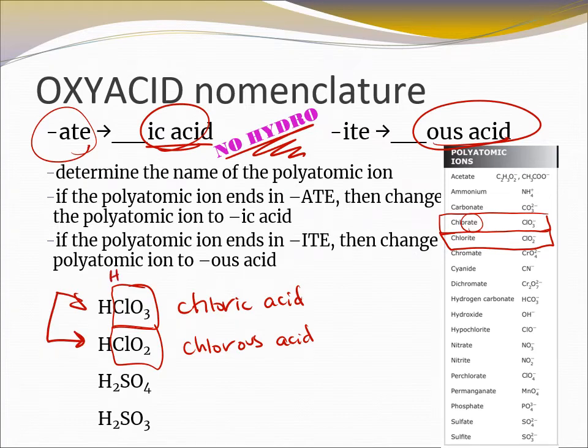Remember that on the previous slide we had HCl? It was binary. It was called hydrochloric acid. But in our polyatomic ion list, there's never a hydro. No hydro here.